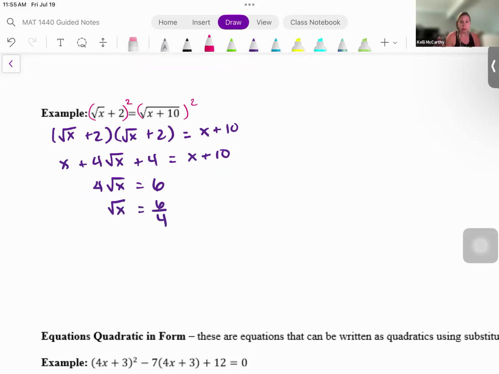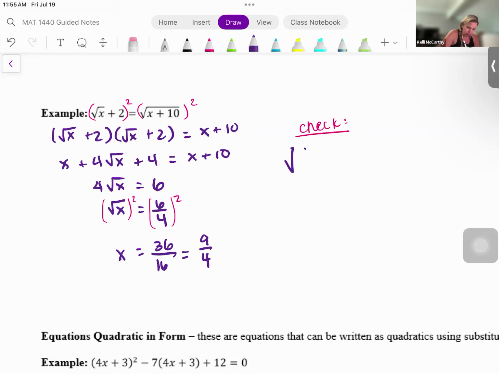And now this is where we're going to, basically, we've isolated the radical again. We're going to square both sides again to undo that square root. X is equal to 36 over 16, which will simplify to 9 over 4. We do need to check that answer, though. We always need to check our solutions.